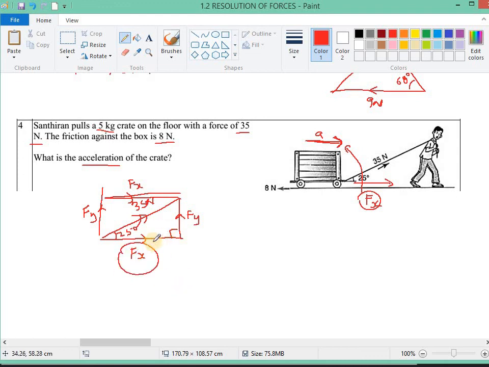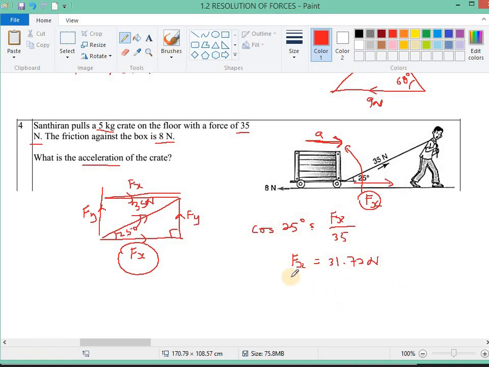Okay, so if we want to find Fx, Fx is our objective. This Fx is adjacent to 25 degree. You can see that here there is a right angle triangle. Because this is adjacent, that means we can use cos. Cos 25 degree equals Fx over 35. So Fx equals 31.72 Newton. Okay, 31.72 Newton.